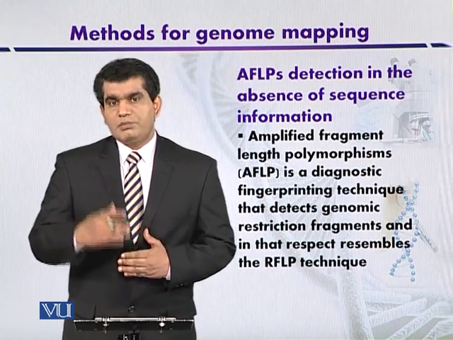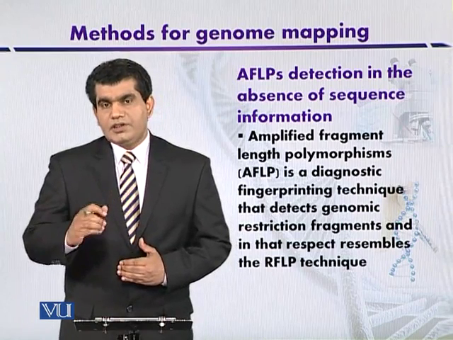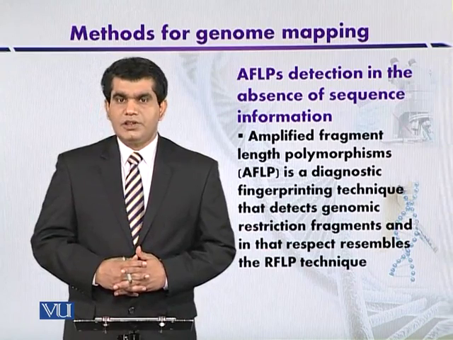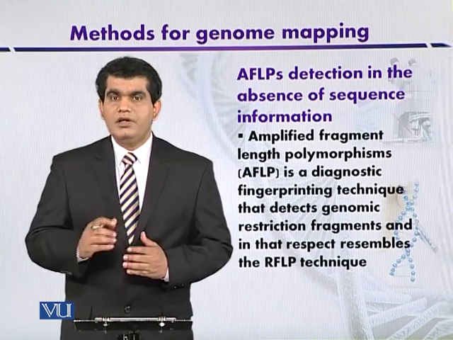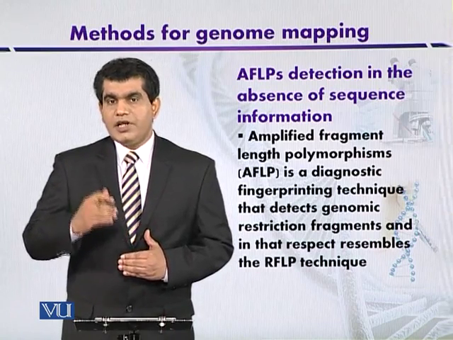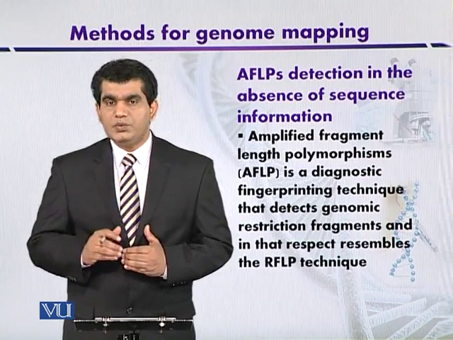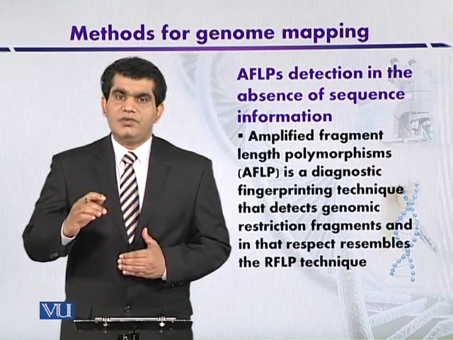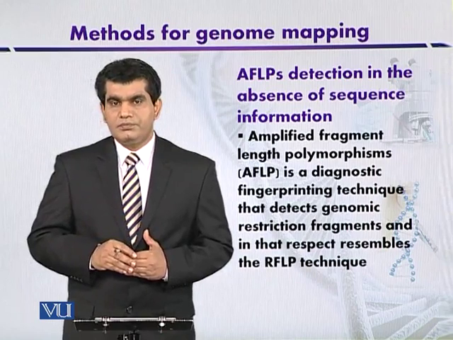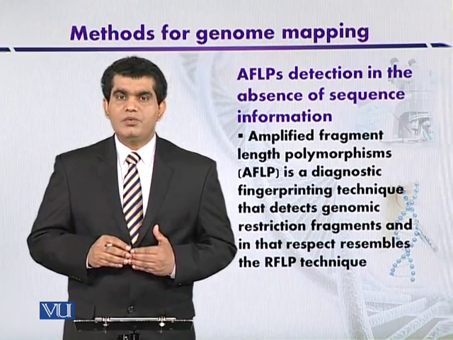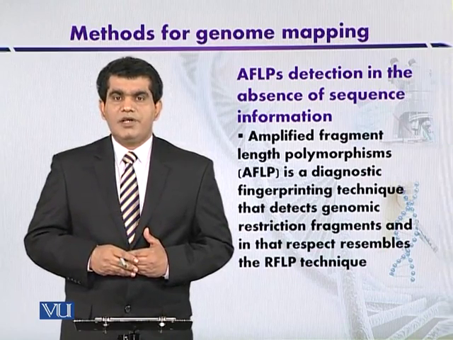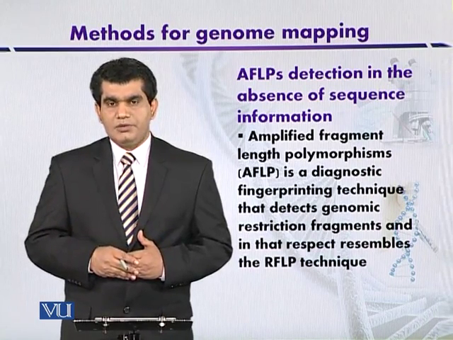Now what is the basic protocol for the detection of fragments by using AFLP technique or procedure? Here, the genomic DNA that we want to map is isolated, and as usual, it is digested using a set of restriction enzymes. Suppose here we have used two enzymes like EcoR1 and MseI restriction enzymes.